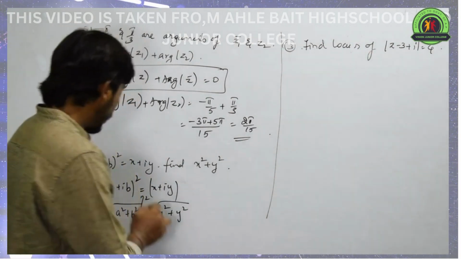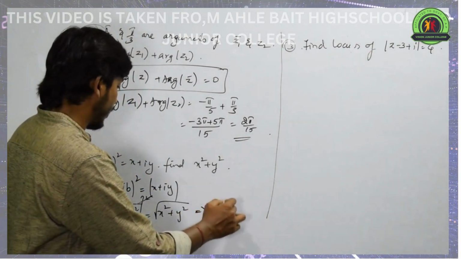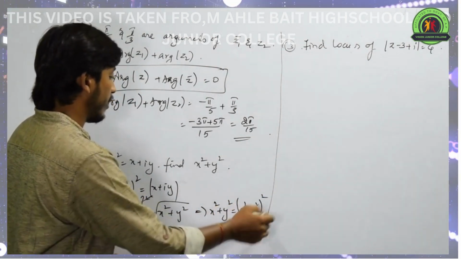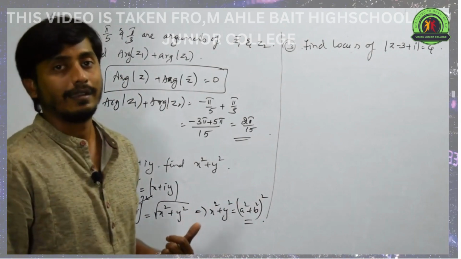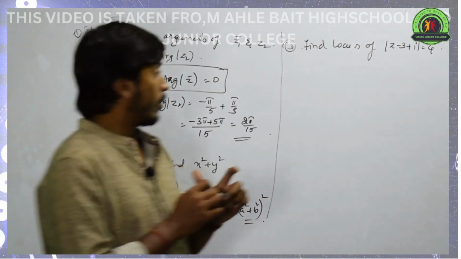Okay. So, this and this will get cancelled. I will get it as x square plus y square is equal to a square plus b square whole square. That is it. Clear? Is there any difficulty? Fine. Look at this next question.